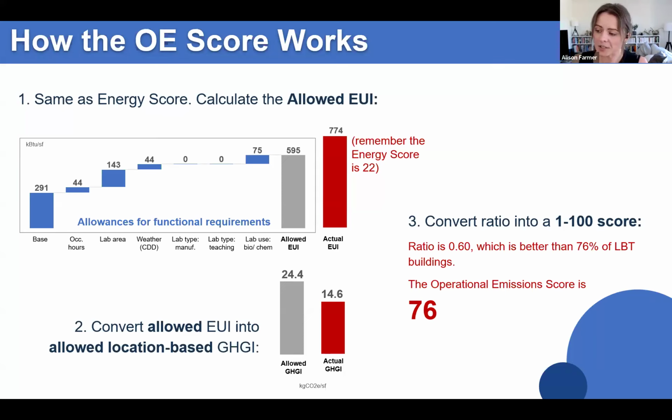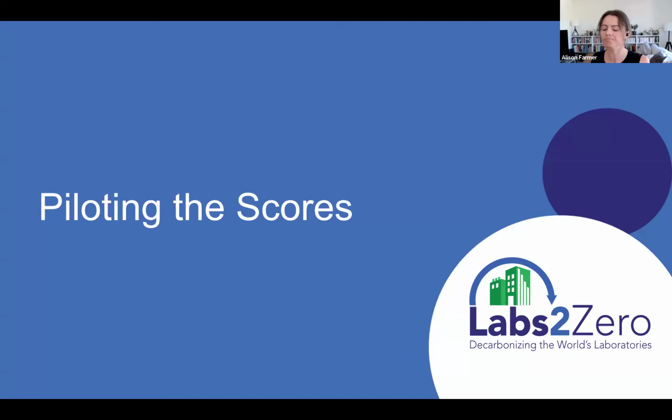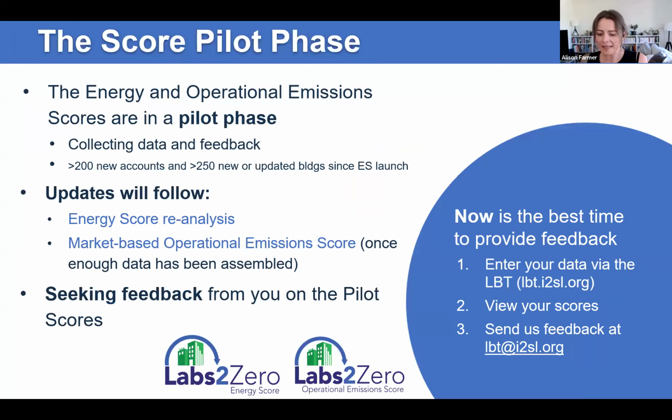That happened for this particular building because it's not a very efficient building, so it gets a low energy score, but it is sitting on a low intensity, a low greenhouse gas intensity electric grid, so it gets a pretty good operational emissions score. So that is how that works.